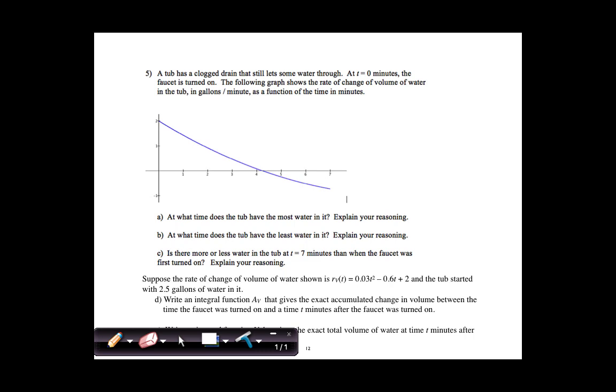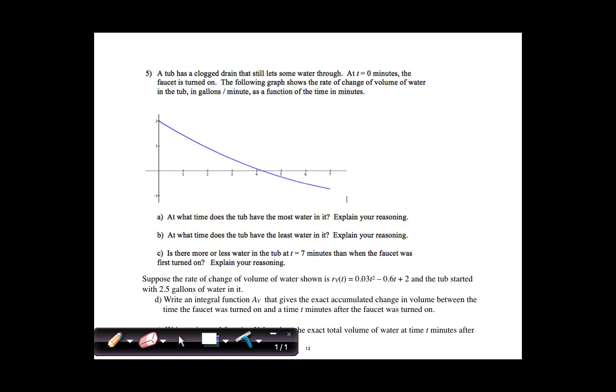So at about what time, minutes into this running the faucet, does the tub have the most water in it? Around 4 minutes? Yeah, so make sure when you're looking at this, like, oh, the graph is higher to the left, this isn't a graph of how much water there is. Make sure you pay attention to the units. This is a graph of the rate of change of the amount of water in the tub.